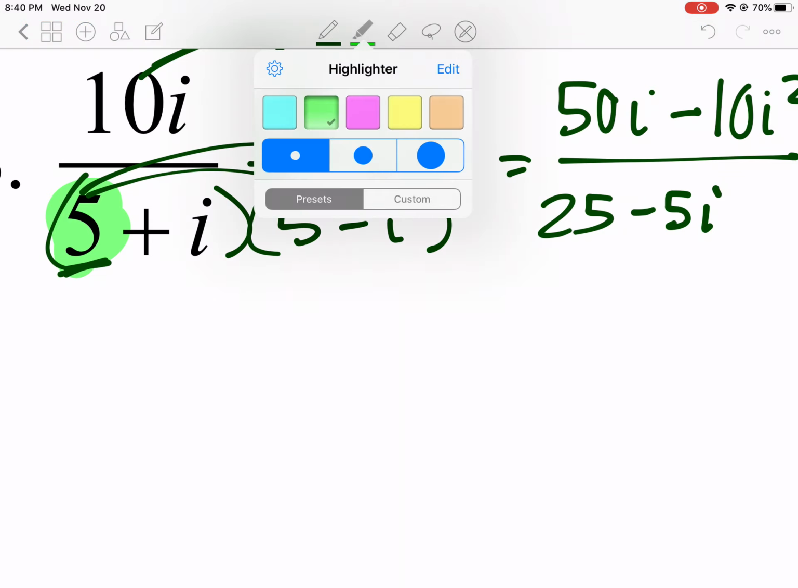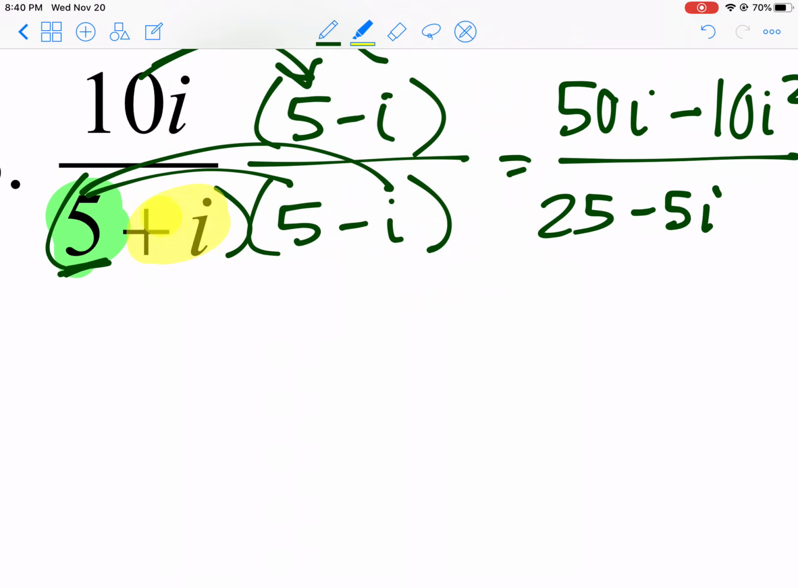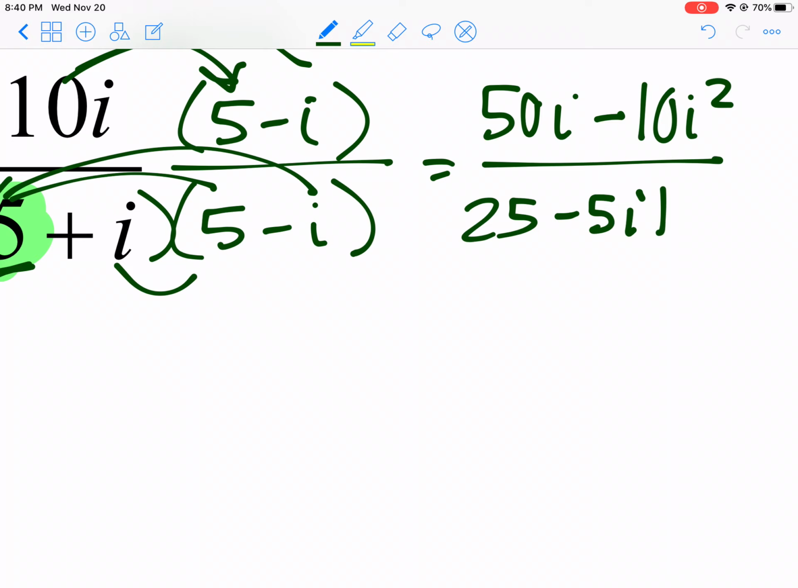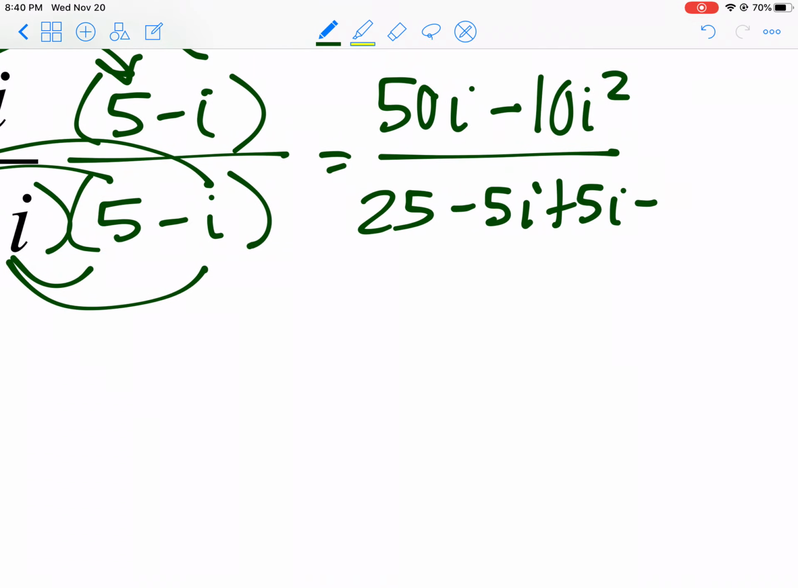So now I'm going to move on to the other term in my initial binomial, this positive i, and I'll multiply it by each of the terms in the second binomial. So I'm going to take i times 5, that will give me positive 5i, and i times negative i, that will give me negative i squared.